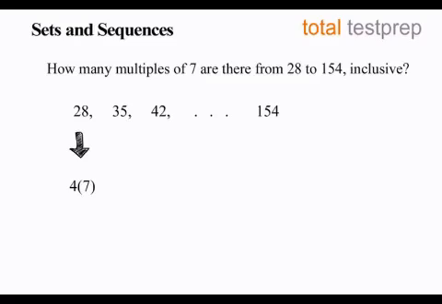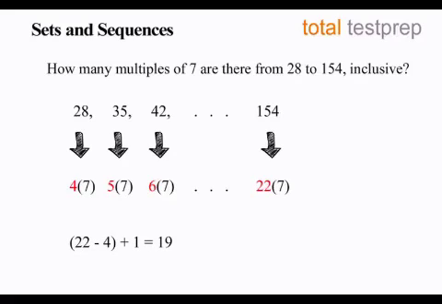A shortcut to this is to see that 28 is actually the fourth multiple of 7, so it's 4 times 7. 35 is the fifth multiple of 7, so it's 5 times 7. 42 is the sixth multiple of 7, and if you check 154, you get that 154 is the 22nd multiple of 7. So we're no longer counting 28, 35, 42. All we're really counting is 4, 5, 6, all the way until 22.